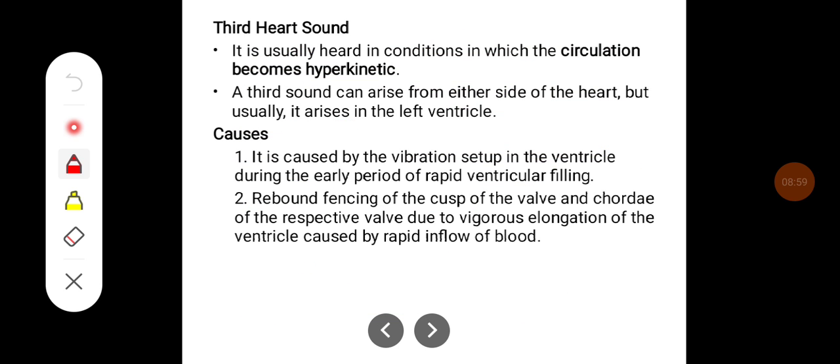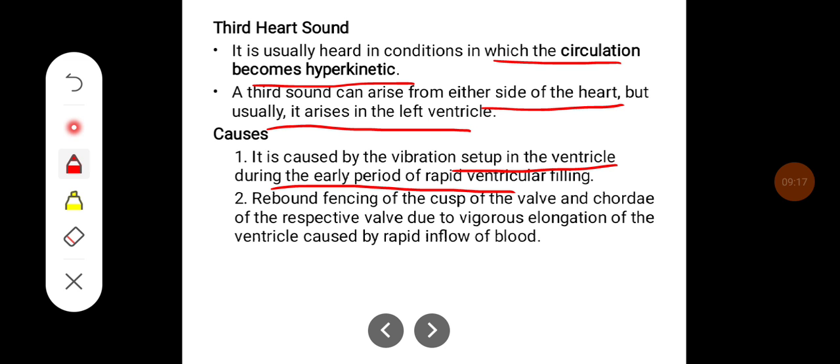The third heart sound is usually heard in conditions in which circulation becomes hyperkinetic. The third heart sound can arise from either side of the heart, but usually it arises from the left ventricle. It is caused by the vibration set up in the ventricles during the early period of rapid ventricular filling. The rebound flapping of the cusp of the valve and chordae of the respective valve due to the vigorous elongation of the ventricle caused by the rapid inflow of blood is also a cause for the third heart sound.